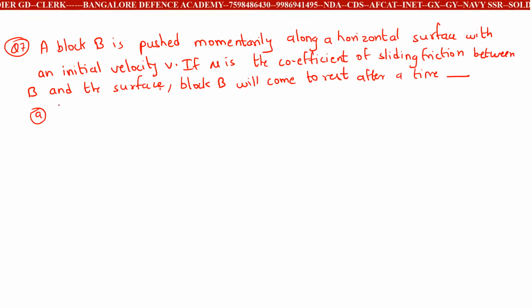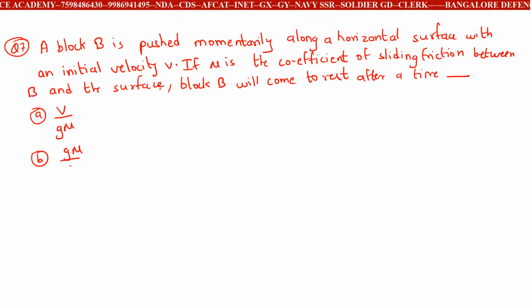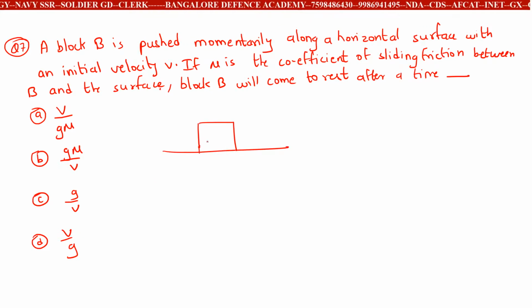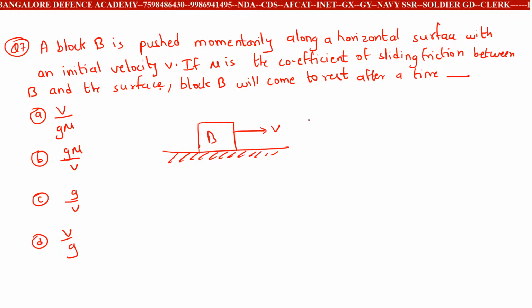But look at the options, how they have given. V by g mu, next, g mu by v, next, g by v, next, v by g. So imagine this is the block B and this is the horizontal surface and this is the velocity. So you have to find out at what time. Find the value of t.